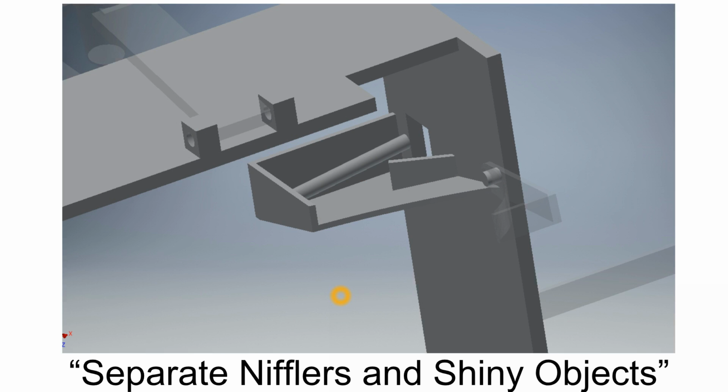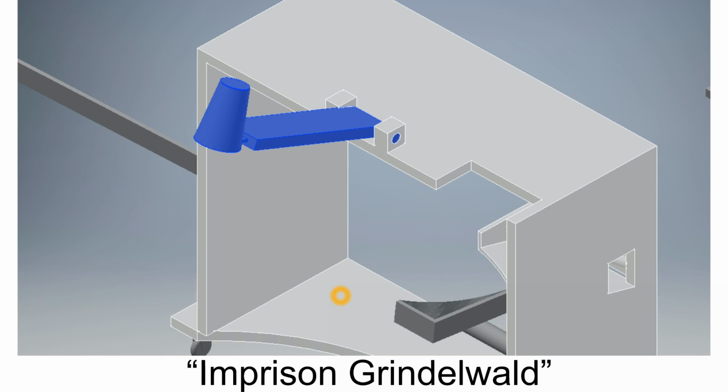Here's a closer-up view of the sorting mechanism for separating the Nifflers and shiny objects. Here is also a close-up view of our imprison Grindelwald system. It is a simple arm that will be triggered by a mousetrap with a cup to hold the tennis ball that will make it land in the center of Azkaban.